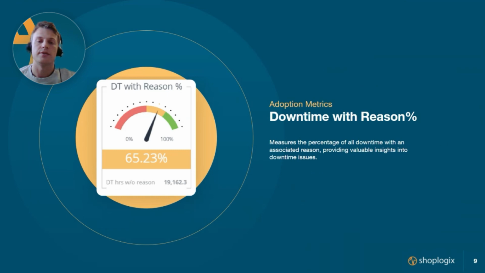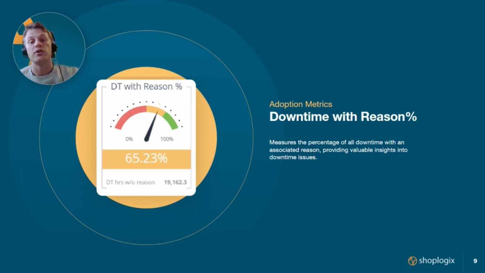downtime with reason percentage. Essentially what this measures is the percentage of your downtime that has a reason associated with it. So many Shoplogix users will already be aware, but for those who aren't, we're able to connect to machines on the shop floor and recognize different states of the machine. And one of those states would be a downtime state. Now, one of the core features within Shoplogix is the ability to apply a reason for that downtime.